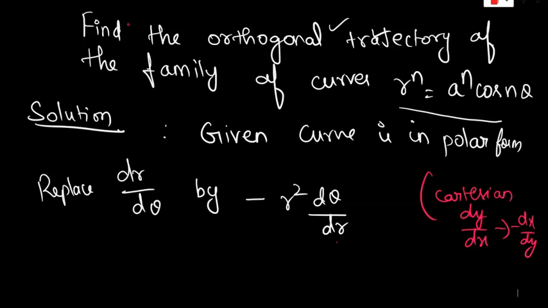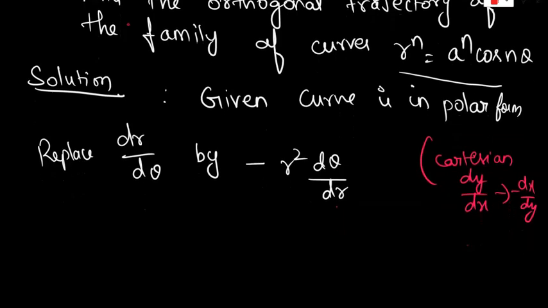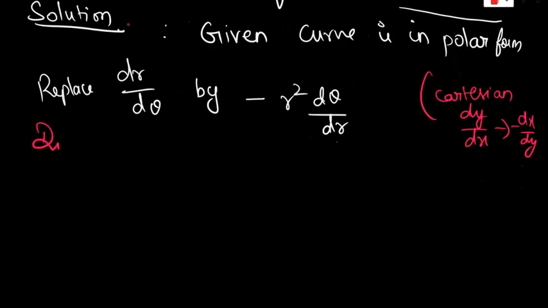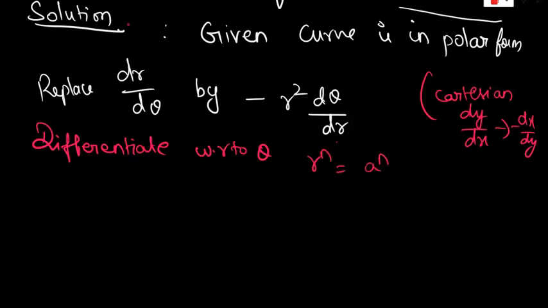So as usual, what is step 1? We are going to differentiate with respect to theta. And remember, power is there. Because your question is r power n is equal to a power n cos n theta.